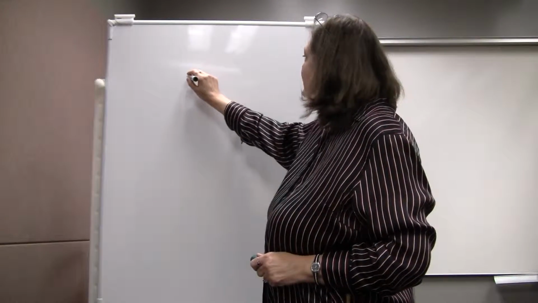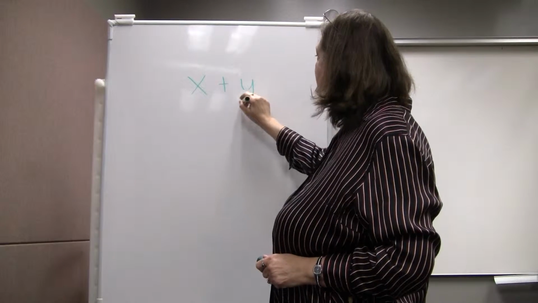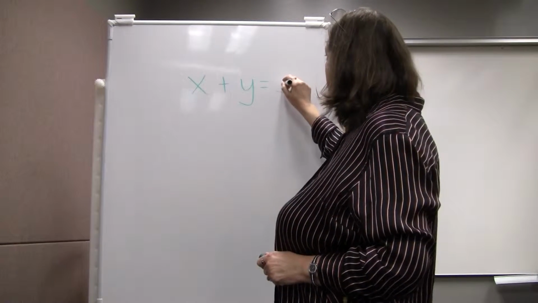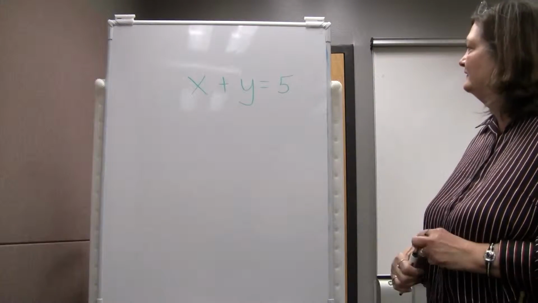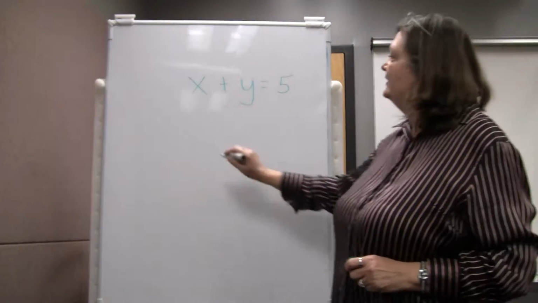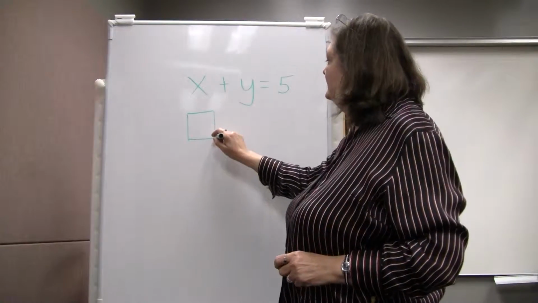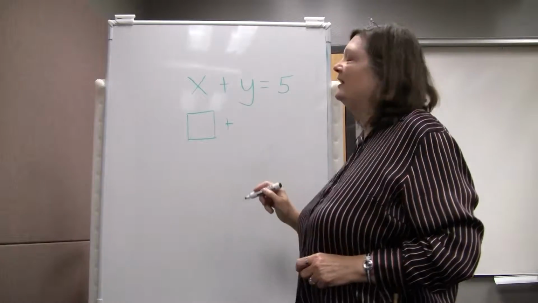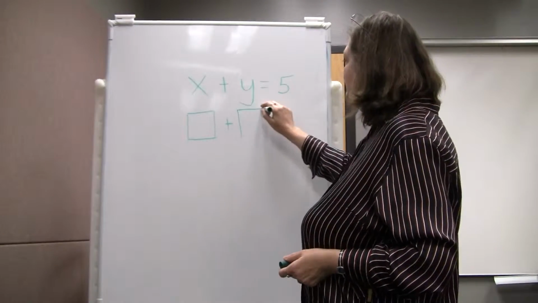Okay, when you see an equation such as x plus y equals 5, a lot of students get really confused. But if you think about this x as simply being an empty box, and the y being another empty box.